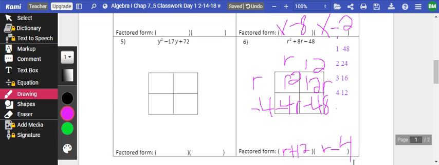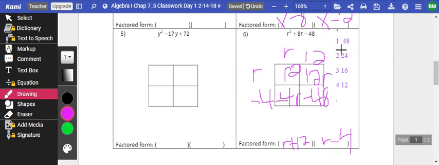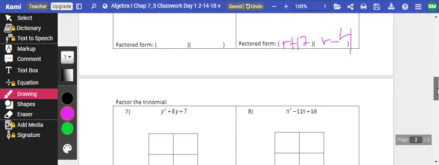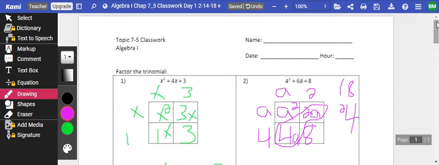So if we're hopefully getting some of the steps here, that we are taking multiples and putting them on the side and figuring out which ones add together to give us the answer. So I think we're in pretty good shape here, and if you follow along in class, you should be good.